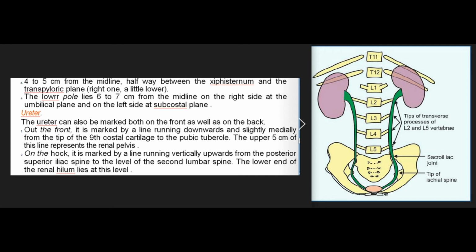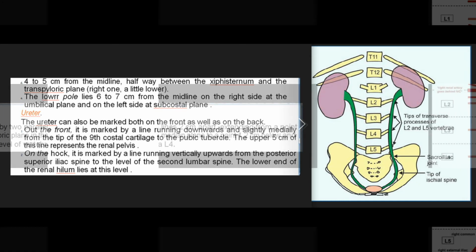Ureter. The ureter can also be marked both on the front as well as on the back. 1. On the front, it is marked by a line running downwards and slightly medially from the tip of the 9th costal cartilage to the pubic tubercle. The upper 5 cm of this line represents the renal pelvis. 2. On the back, it is marked by a line running vertically upwards from the posterior superior iliac spine to the level of the 2nd lumbar spine. The lower end of the renal hilum lies at this level.